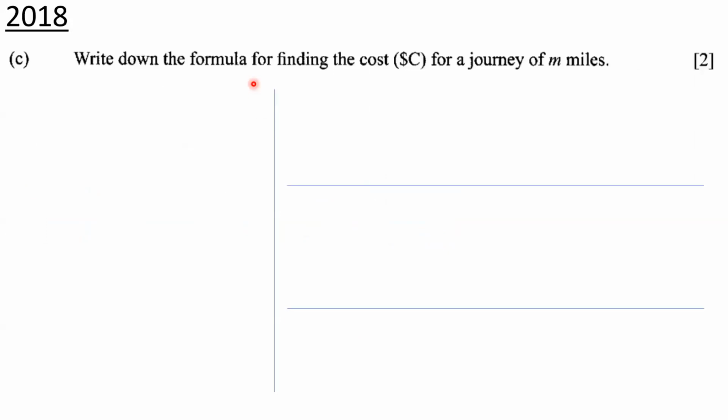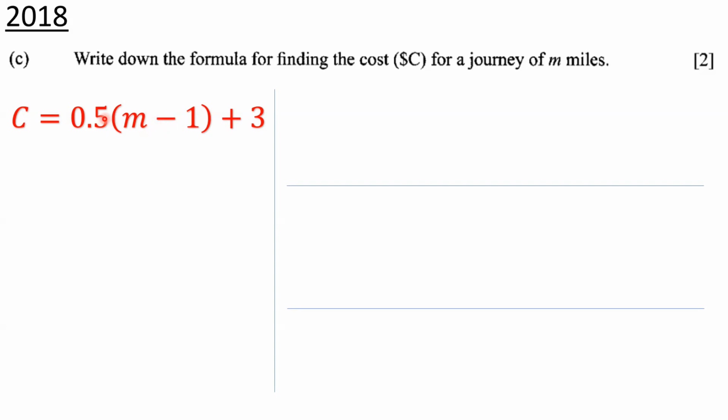It says write down the formula for finding the cost C for a journey of M miles. Okay, so the formula that I came up with is C, the cost, is equal to 0.5, open bracket, M, which is miles, minus 1, close bracket, plus 3. All right, that's the formula I think will work. Now, why does this formula make sense?